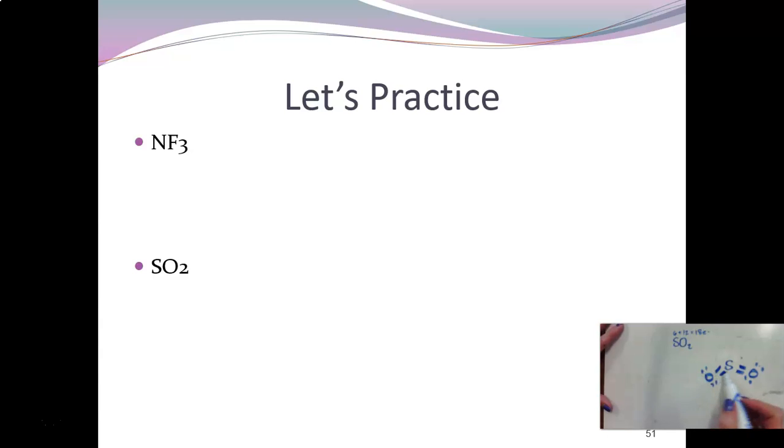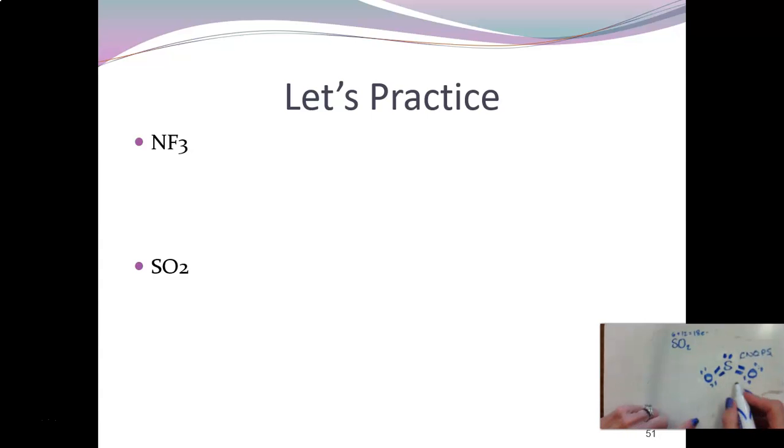2, 4, 6, 8, 10, 12, 14, 16. Nope, it's not. 18. So what I wanted to show you is that even though it looks like it might be a linear molecule, it's not. This molecule is not linear. What happened is, first of all, CNOPS applies, because sulfur and oxygen can be double bonded. These oxygens have to have an octet.